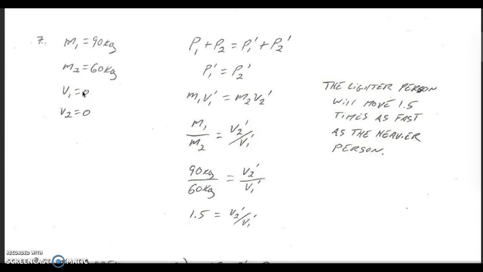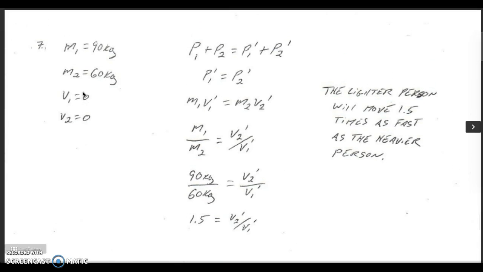Here are the answers to number 7 and 8 on the momentum review paper. Number 7, two students on roller skates stand face to face, then push each other away. One student has a mass of 90 kilograms, the other has a mass of 60 kilograms. We're going to find the ratio of their velocities just after their hands lose contact. We're going to find out which one has the greater speed.